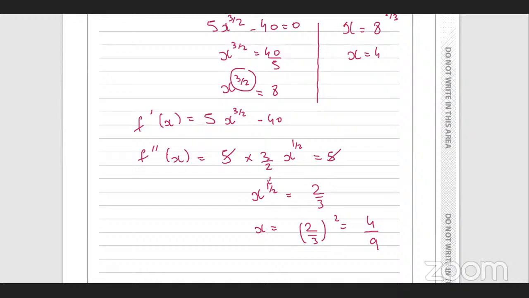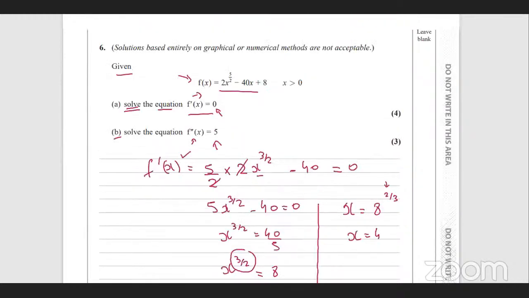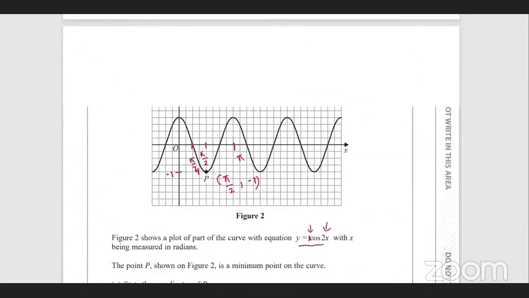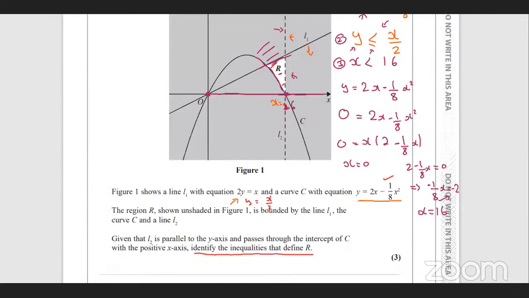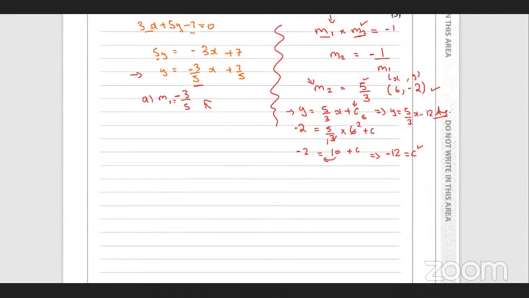Okay, so today in this session we have done 6 questions. This was related to trigonometry, and you have to be very careful about this number. It is 2x. The whole thing is changed. In classes we have been talking about cos x, sin x, tan x, but this time it is 2 into x. Okay, so obviously our period and everything would change accordingly. And this question was about inequalities. We had to define the region using the inequalities.